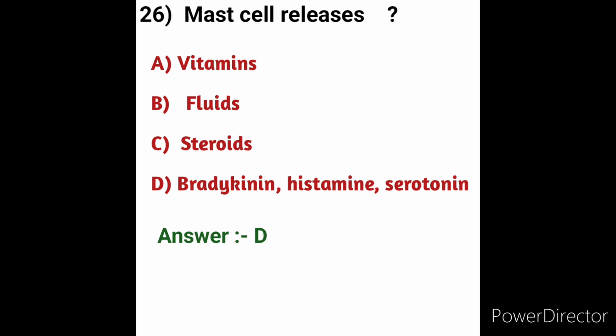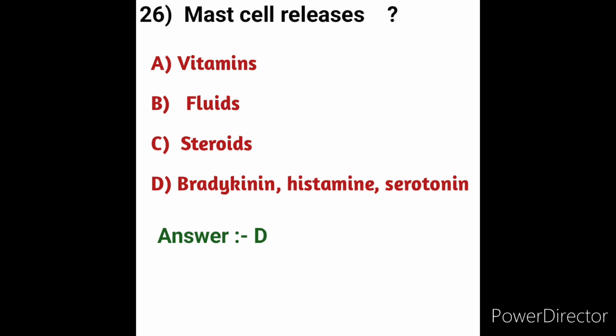Mast cells and basophils represent the most relevant source of histamine in the immune system. Mast cells release bradykinin, serotonin and histamine. Serotonin has an important role as a neurotransmitter. So here mast cells release bradykinin, serotonin, histamine. Option D is the correct answer here.